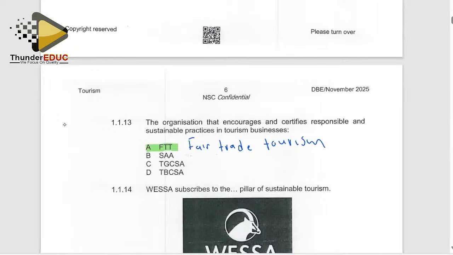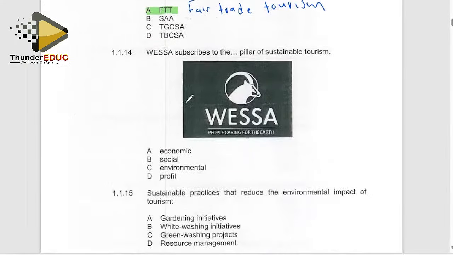All right, so why are we choosing that? Yes, its core business is to certify responsible and sustainable practices in the tourism industry, whereby the tourism businesses will be meeting the expectations of the 3 pillars of sustainable and responsible tourism. Then why are we rejecting the rest? If you look at SAA, that is an airline company. Then Tourism Grading Council of South Africa is something to do with the grading of accommodation establishments. Then the Tourism Business Council of South Africa is responsible for the administration of the TOMSA funds. So the most suitable option then will be FTT, which is A.